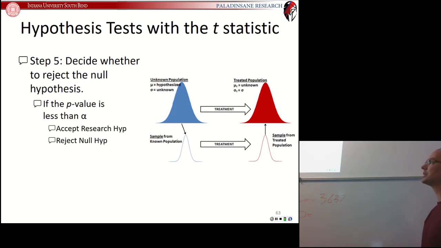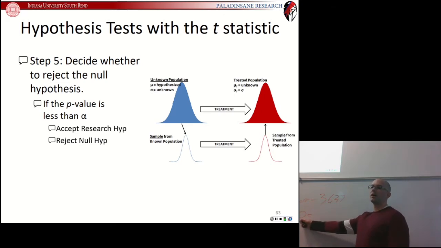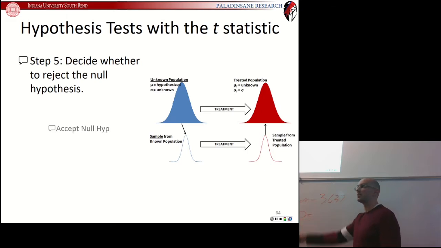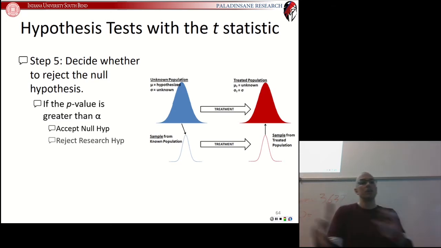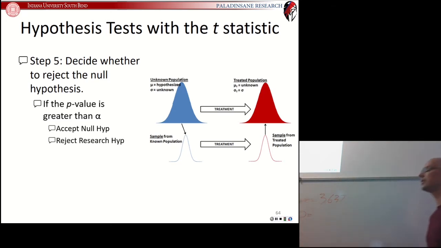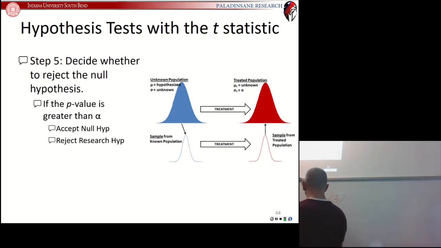So we're going to take a look at that p-value, and if it's less than the alpha, we're going to accept the research hypothesis and reject the null hypothesis. If, on the other hand, the probability of getting these results just because of our sample is greater than our alpha, we're going to accept the null hypothesis and reject the research hypothesis. So you can see that the logic is very much the same. If this occurs, we accept the null hypothesis. If the other thing occurs, we reject the null hypothesis.